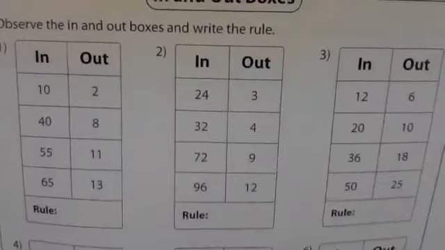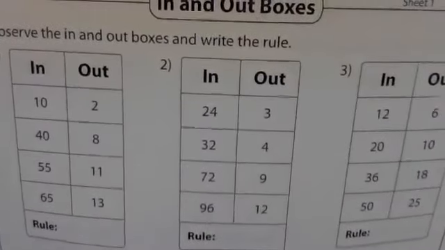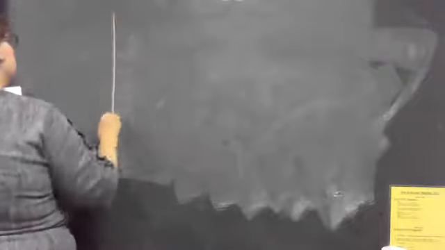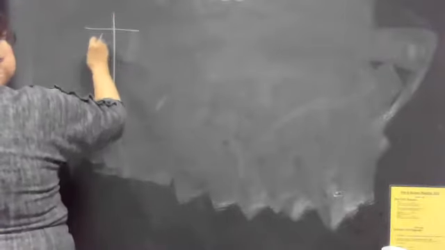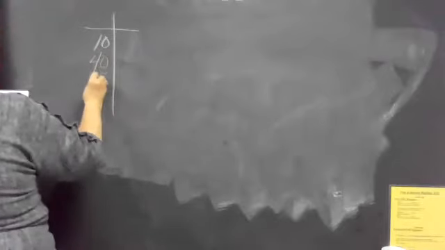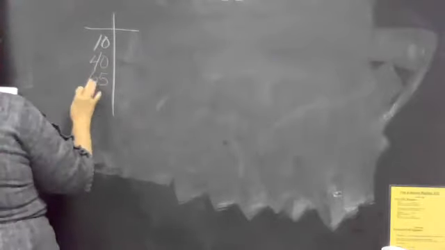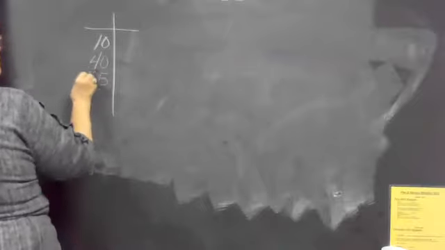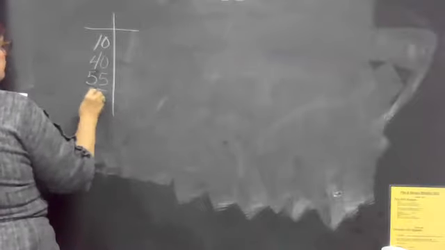Now on page 3, they give you everything in the box, but you have to come up with the rule. So, okay. 40, 55. That divided by 5. Good job.